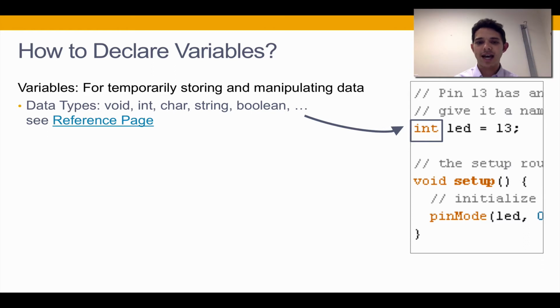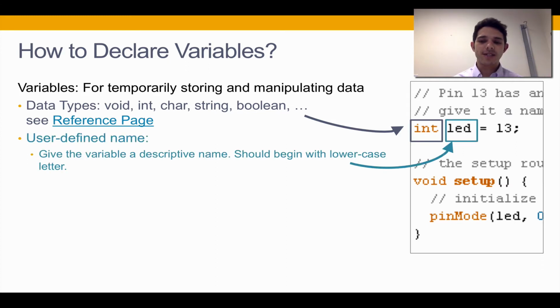So on the right-hand side, we're going to create a variable. It'll have the name LED, but it's going to be of the type integer, meaning the quantity that we assign to it will be an integer type. In the case shown here, the number 13, specifically the integer 13.